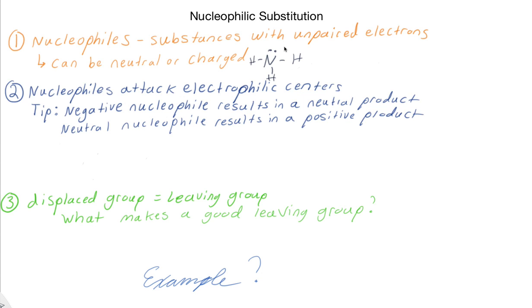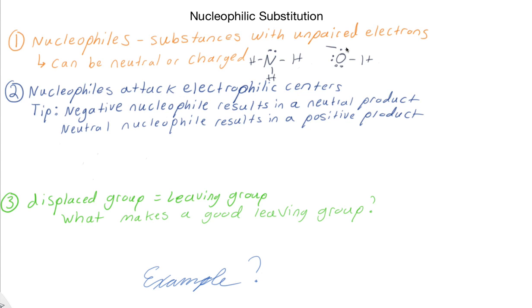What would be an example of a charged nucleophile? Well, hydroxide, OH minus. So this oxygen has a negative charge, and that would be an example of a negatively charged nucleophile. So let's go on to part 2.